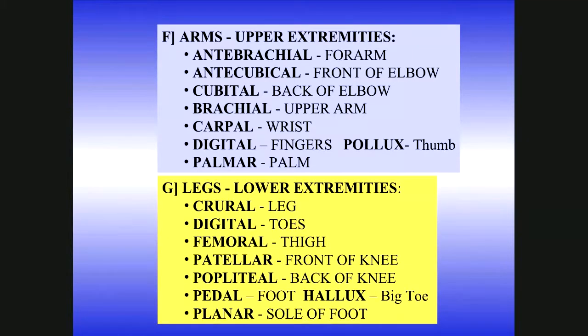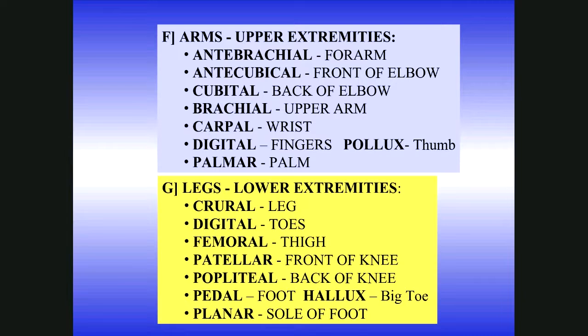Cubital is your elbow, because it looks like a little cube. Brachial is your upper arm. That's the one they do blood pressure on for you. The carpal is your wrist, and I'm sure a lot of you have heard of carpal tunnel syndrome, which is where your hand goes asleep because the blood is not going properly into your hand from your arm. That's called carpal tunnel, and that's to do with your wrist.